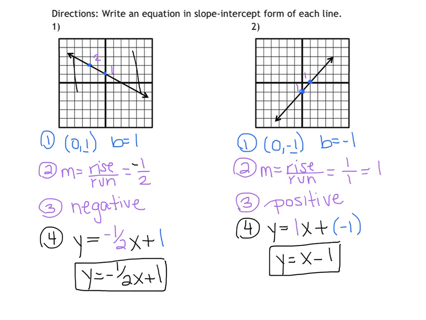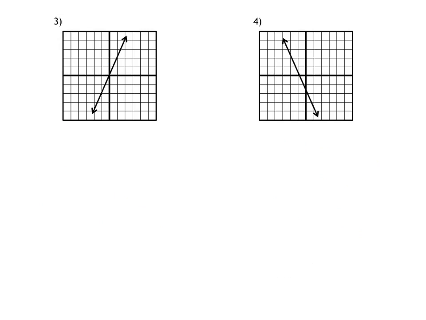Let's do 2 more examples together. Okay, let's look at number 3. Our first step is to identify our b. So we have our y-axis, and where are we hitting our y-axis? Right here, and that coordinate is 0, 0. Therefore, your b, your y value, is equal to 0.